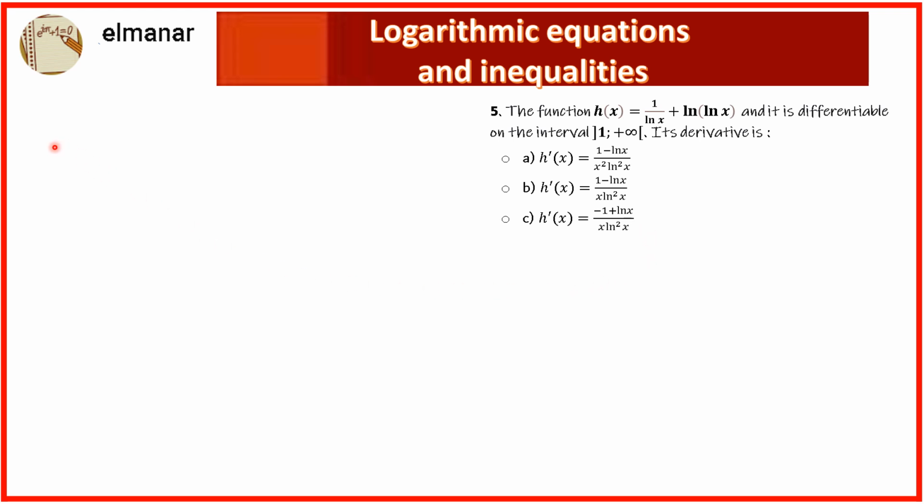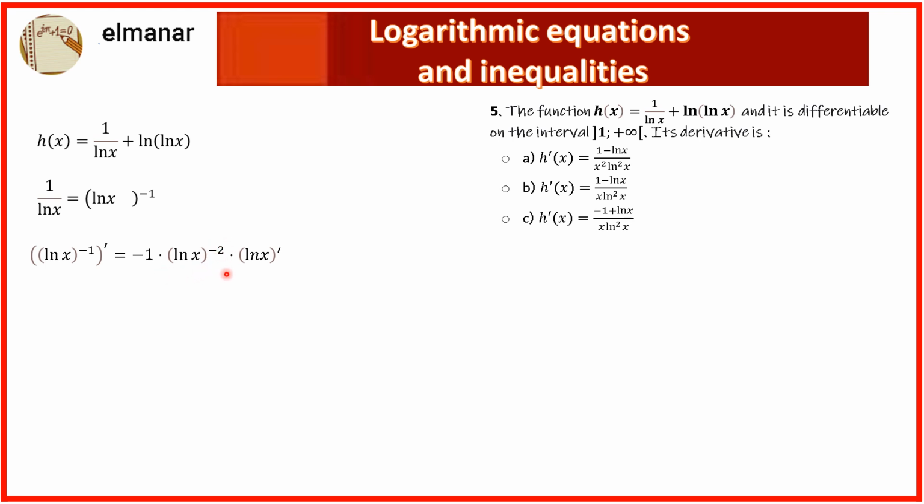So let us take the function h of x equals 1 divided by the natural log of x plus the natural log of the natural log of x and differentiate it. First, we have 1 divided by the natural log of x, which equals the natural log of x raised to the power of negative 1. We differentiate this function. The derivative of the natural log of x raised to negative 1 is negative 1, which is the exponent, multiplied by the natural log of x, the term inside the parentheses, raised to the power of negative 2. This is because negative 1 minus 1 equals negative 2.